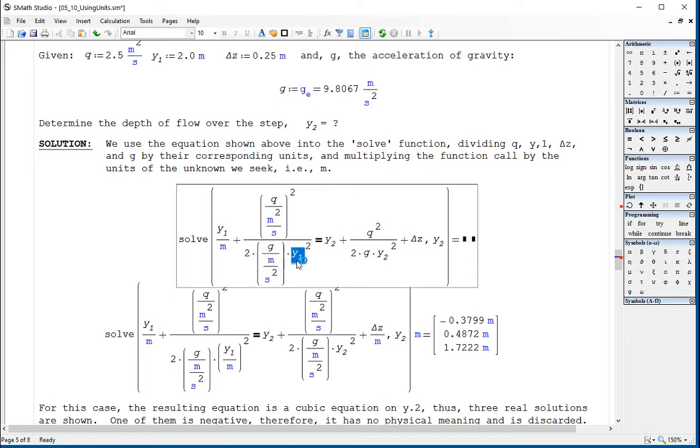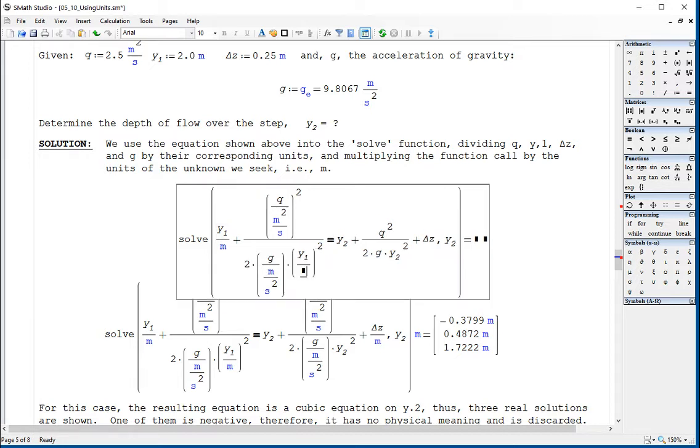y1, as I mentioned, it's known, so click to the right, divide by quad meters. Okay. In the right hand side, y2 is unknown, so we leave it like that, but q has this unit. So what we're going to do is just copy this, Control C, select the q, and do Control V. And so basically we divide it by that. Same thing with G. And if you want to put parentheses, go ahead.